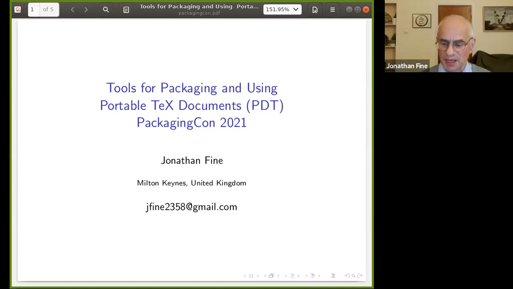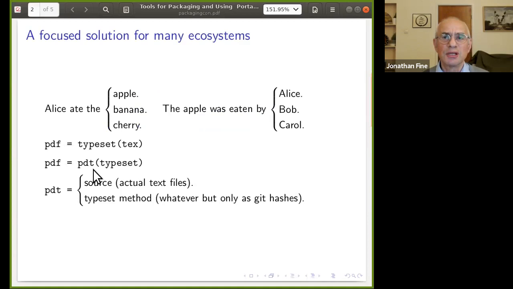Excellent. So that's the introductory slide. So the next thing now is, what is special about portable TeX documents? And it comes down to two ways of saying the same thing. So Alice ate the apple is one way of saying something, and the apple was eaten by Alice is another way of saying exactly the same situation, but the emphasis is different.